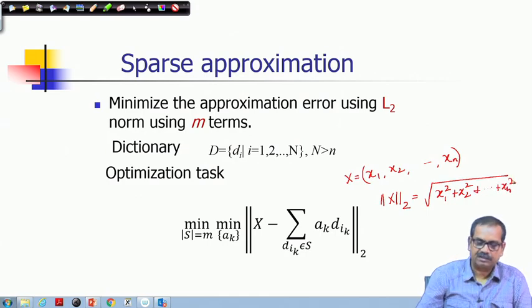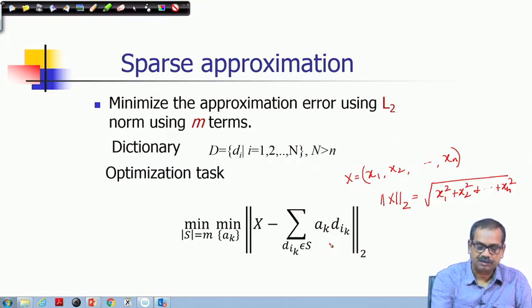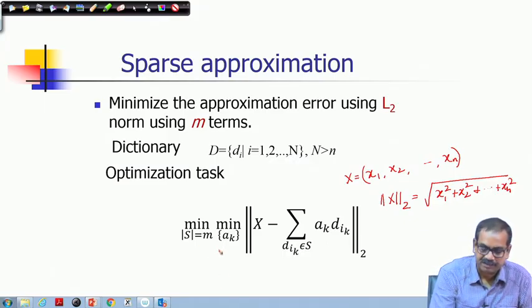So, this is the definition. You consider this error vector, x minus a linear combination, and this term has to be used. The problem here is that you should get that set of coefficients, and the total number of atoms should be exactly equal to m, so that you get the minimum error, the minimum L2 norm of these values.